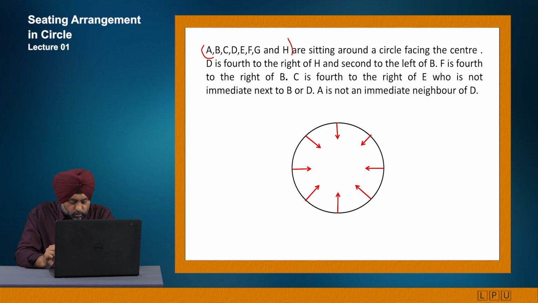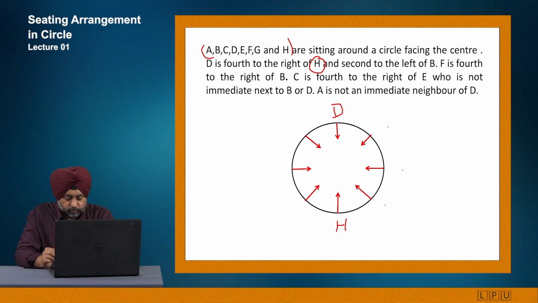D is fourth to the right of H. So the second person in the first line is H. So we will make H here. We will start the circle with H. D is fourth to the right of H. Right means anti-clockwise: first, second, third, fourth. So D will come here.